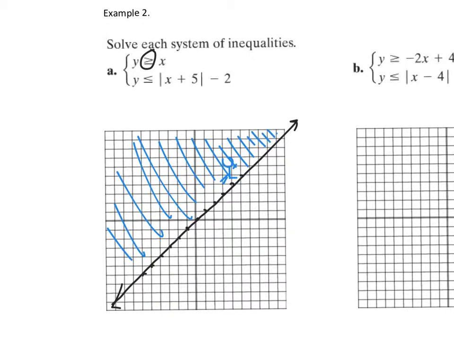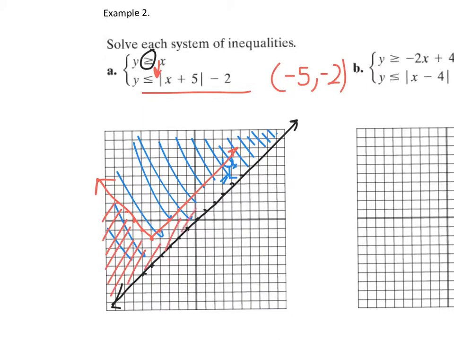And then less than, this is absolute value. Remember, absolute values make V's. So we want to find the vertex. The vertex is at -5, -2, so I'm going to go left 5, down 2. The slope is 1, so I'll make a V that opens up: up 1, right 1, up 1, left 1. Make a solid line, and I'm going to shade less than. When you shade less than for an absolute value, you shade underneath the vertex. All of these points are underneath the vertex. So now I'm going to darken the solution here.